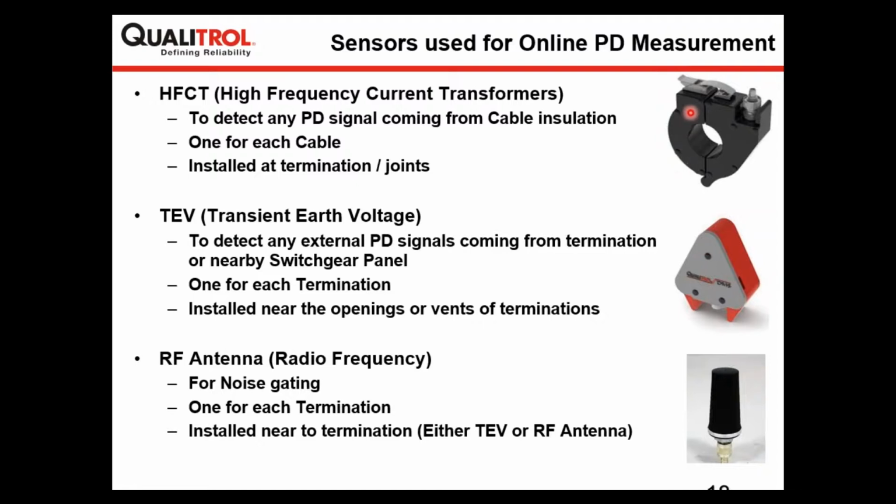Instead, you can use 3 high frequency current transformers and a noise antenna to perform noise gating in the software. So whenever there is an external pulse on the noise sensor, that will be gated out automatically in the software.